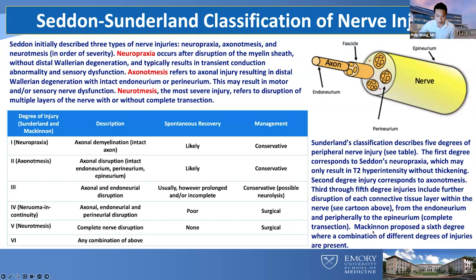And then Mackinnon proposed a 6th degree, where you can get a combination of different degrees of nerve injuries.